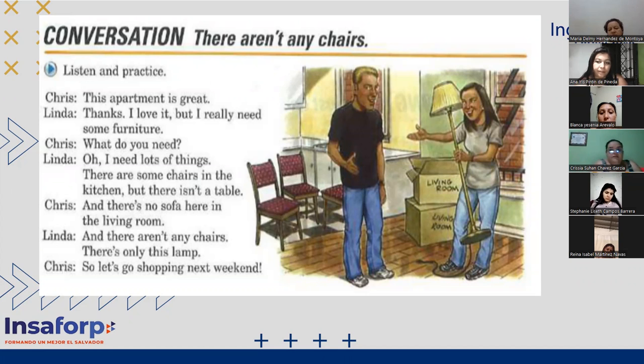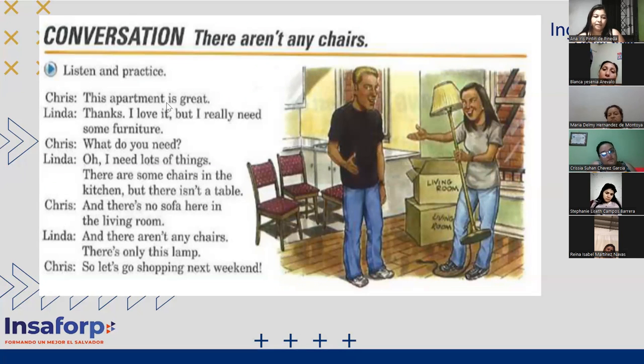Okay. Good. Okay, this apartment is great. Thanks. I love it, but I really need some furniture. What do you need? Oh, I need lot of things. There are some chairs in the kitchen, but there isn't a table. And there is no sofa here in the living room. And there aren't any chairs. There is only this lamp. So let's go shopping next weekend. Okay. Do you have new vocabulary here?